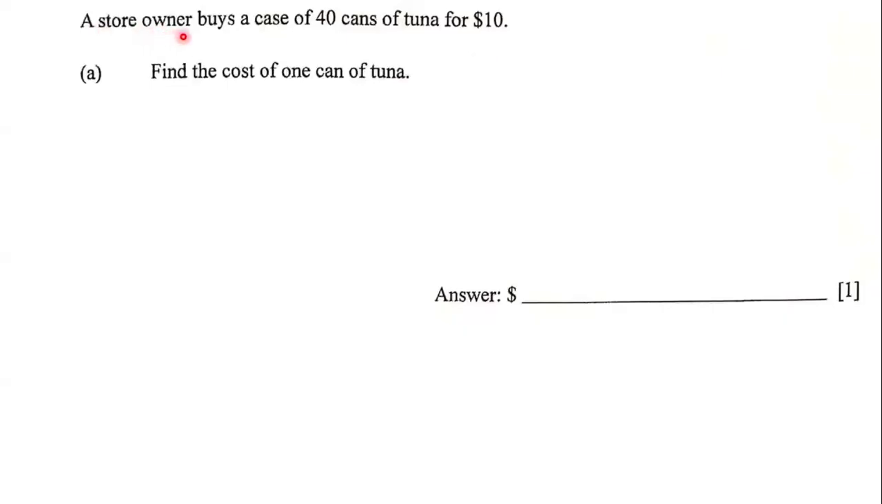A store owner buys a case of 40 cans of tuna for $10. Find the cost of 1 can of tuna. So if he buys a case of 40 cans and the case costs $10, in order for us to find the cost of 1 can of tuna, we have to divide.